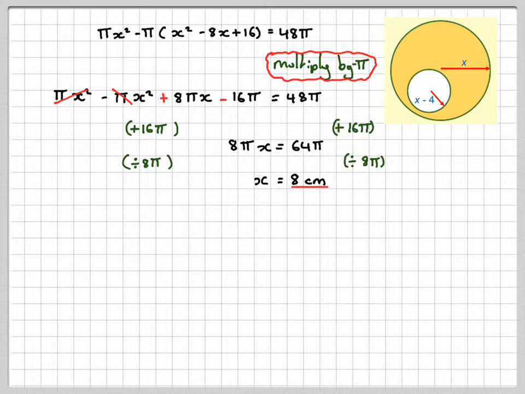Okay, so it's a slightly more difficult question, but it can still be done. We just need to treat pi as a constant. Okay, so this has been a video to show you how to find the value of x when you're given the area of the larger circle minus the area of the smaller circle cut out from it.